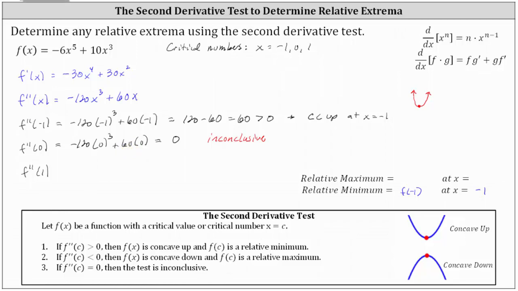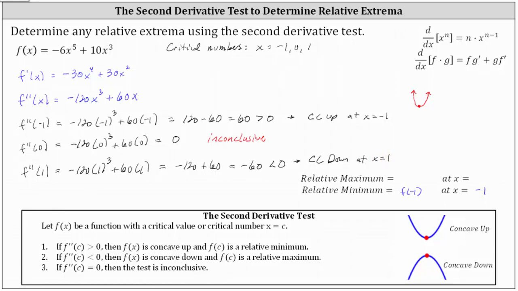And now let's determine the sign of f double prime of 1. F double prime of 1 is equal to negative 120 times the cube of 1 plus 60 times 1, which is equal to negative 120 plus 60, which equals negative 60, which is less than 0. So because the second derivative is less than 0 or negative at x equals 1, we know the function is concave down at x equals 1.